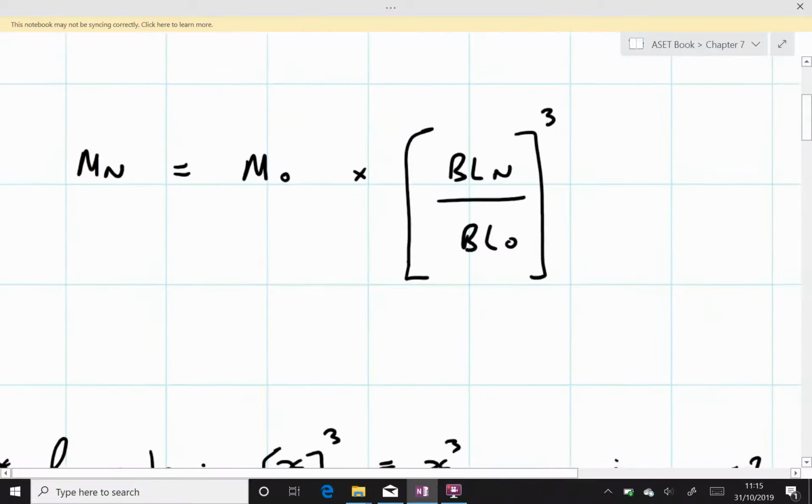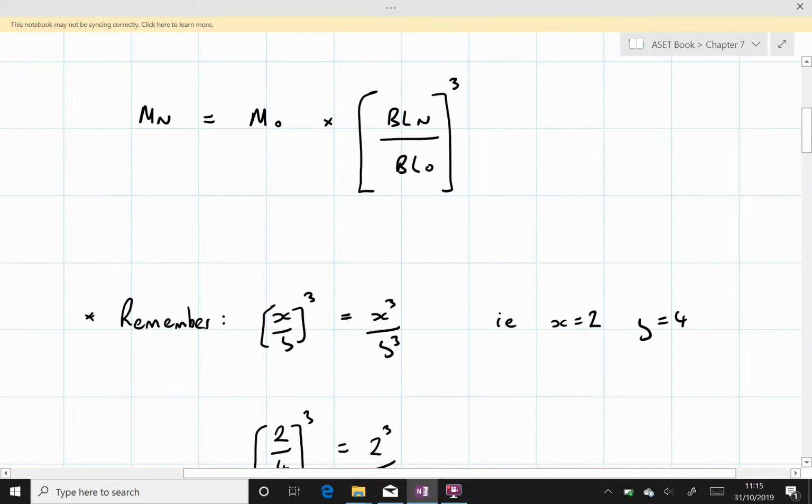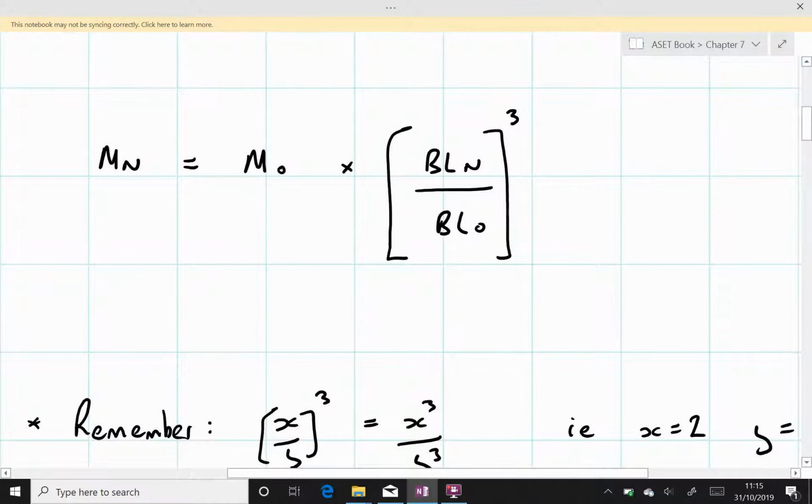Now our standard equation, of course, is Mn equals M0 times (BLn divided by BL0), all cubed. The difficulty here is, of course, we're going to have to rearrange this equation to specifically work out a value for blade length new, and that's going to require a little bit of work to get that far.